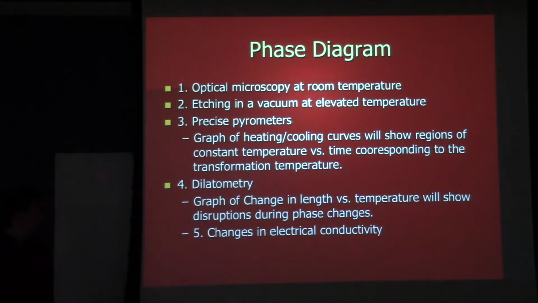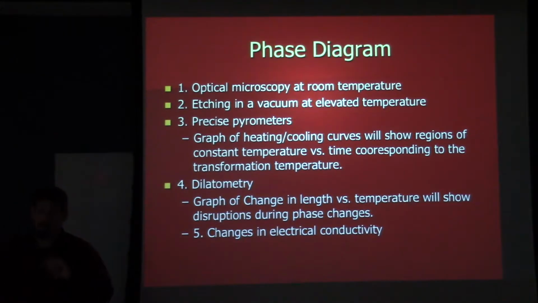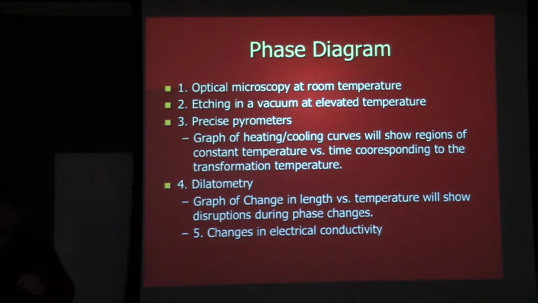The first one is the microscopy method that we just described, but you could also do something like etching in a vacuum at elevated temperatures. You can use extremely precise pyrometers. You can use methods like dilatometry. These are all different techniques that will allow you to establish the precise temperature at which transformation begins and ends for a specific composition.